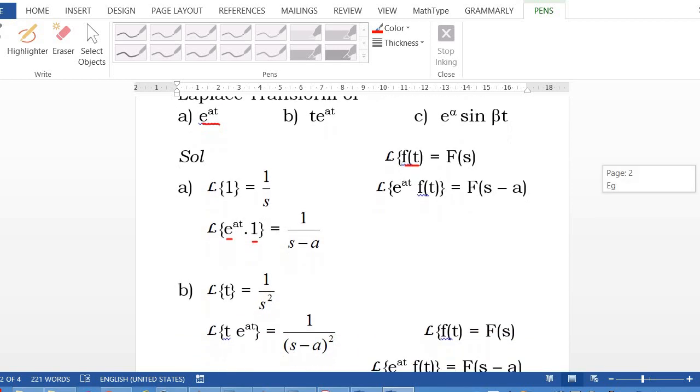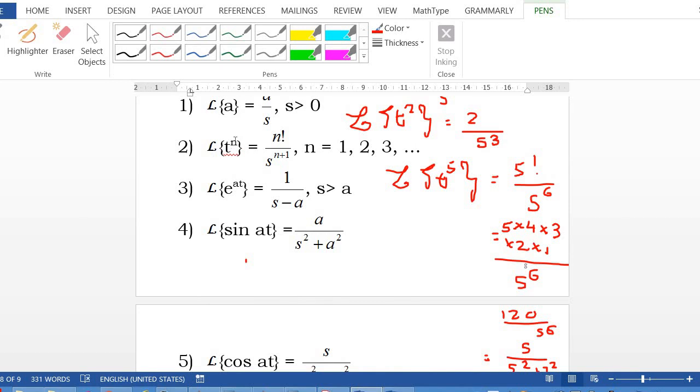Okay, second one, we want to find the Laplace transform for t e^(at). So you compare with the first shift property. The Laplace transform for e^(at) f(t) is F(s minus a). Hence, before you can find F(s minus a), you have to find F(s). To find F(s), you have to identify your f(t). The f(t) here is t, so you form e^(at) f(t), where f(t) is t. So F(s), the Laplace transform for t, is 1 over s squared. Remember, t to the power 1, so 1 factorial divided by s squared.